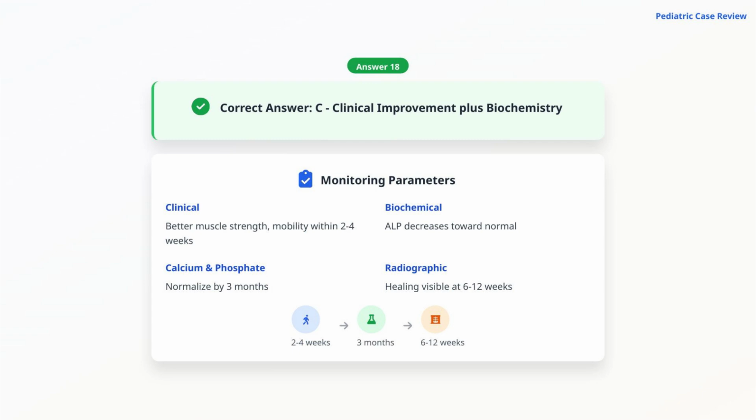Clinical improvement in muscle strength and mobility appears within 2 to 4 weeks. Alkaline phosphatase begins decreasing toward normal, while calcium and phosphate levels normalize by 3 months. Radiographic evidence of healing becomes visible at 6 to 12 weeks. Combined clinical and biochemical improvement best indicates successful treatment response.